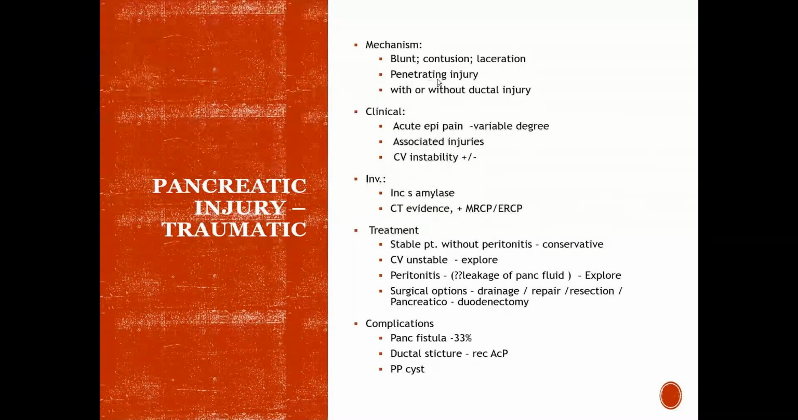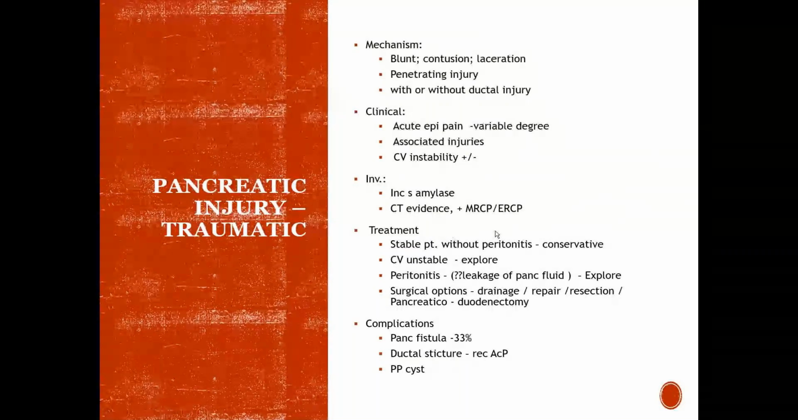The clinical presentation is an acute epigastric pain of variable degree. You'll have associated injuries, not only pancreatic, surrounding structures may be damaged, and the patient may or may not have cardiovascular instability. The investigation of pancreatic injury, the first thing to be done is a CT scan. A serum amylase may be high and a serum lipase is also high, and in a scenario with a history of trauma it becomes significant. Okay, so serum amylase, if you have a traumatic injury, becomes significant. The treatment depends on whether the patient is stable or unstable. A stable patient without peritonitis, don't do anything, just keep observing the patient.